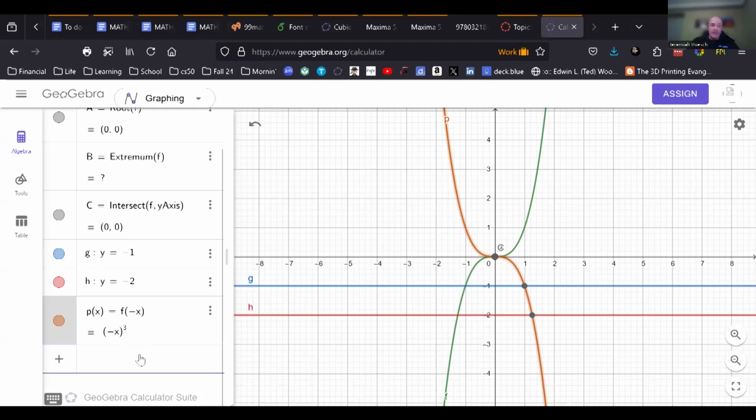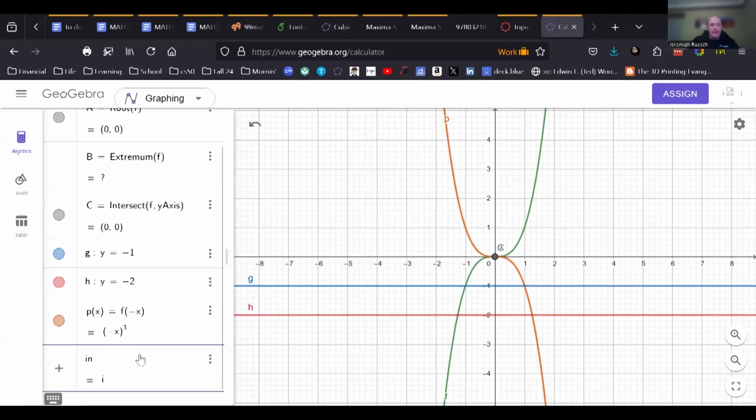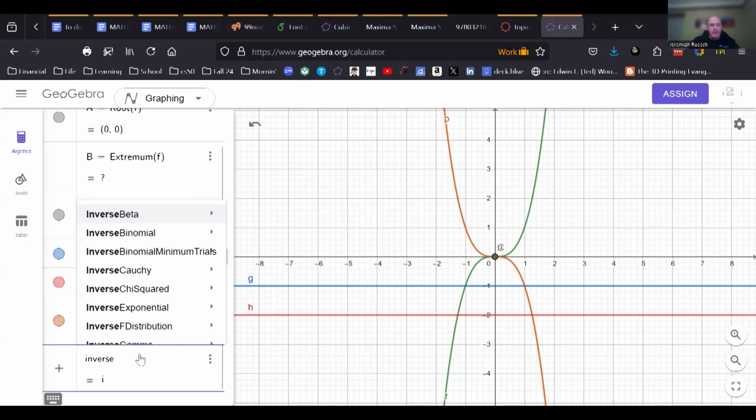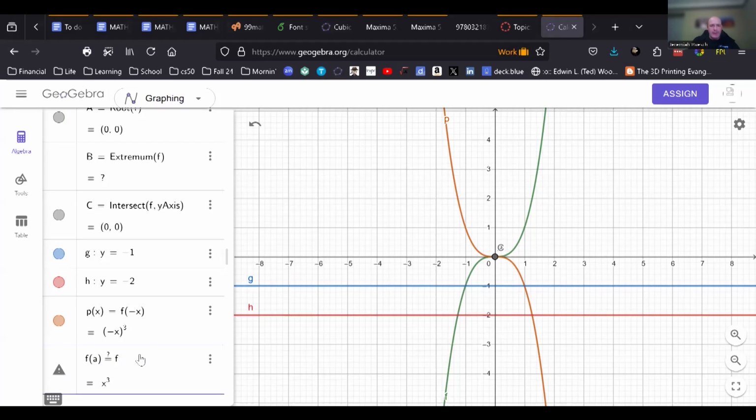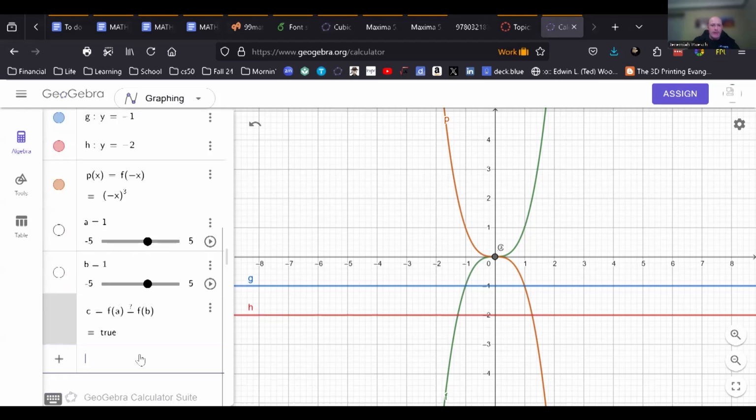Does f have an inverse? Inverse of f. So this one, you might have to do a little bit of work, but you can say f of a equal f of b, and it says true if a equals b. Do you see that? So it actually tells you then that this is one to one.